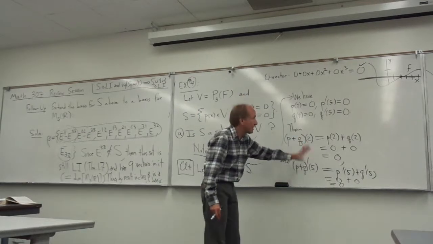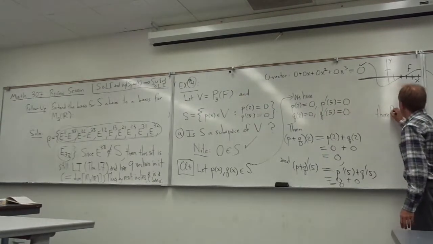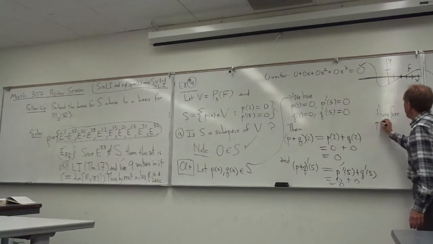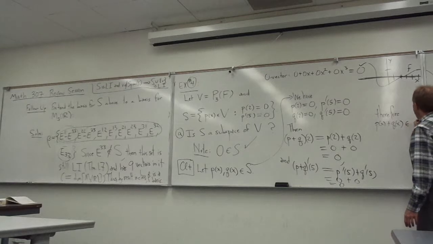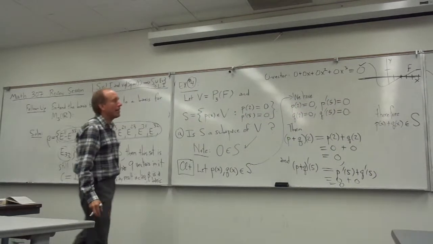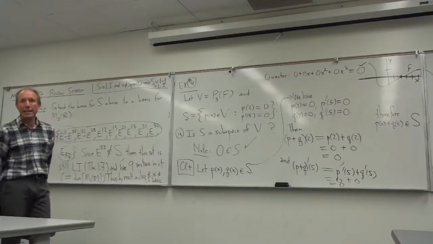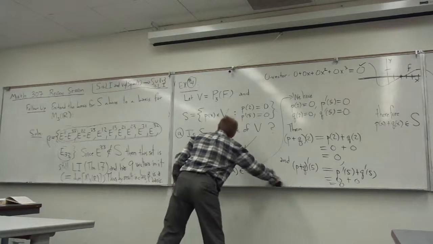So those two things together, now we can say, therefore, P of x plus Q of x is an element of S. So we took two polynomials in S, we added them together, and the result is still in S. Okay? So that's the first part.